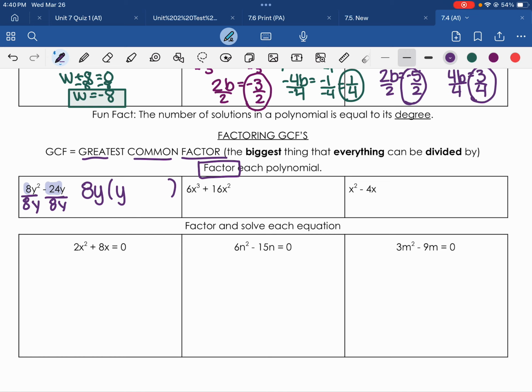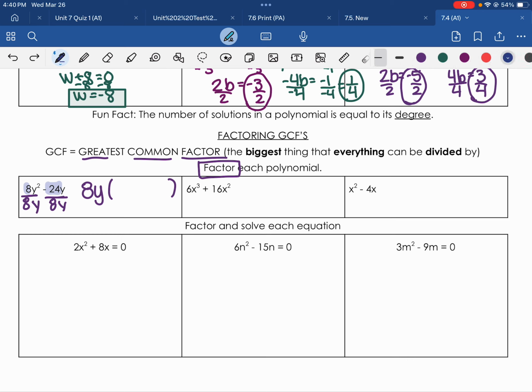And then negative 24y divided by 8y is negative 3, because negative 24 divided by 8 is negative 3 and the y's cancel. Now, I'm going to erase this and backtrack. I'm not wrong. You don't have to erase it with me. I just want to explain one other way your brain might find it easier to think of.